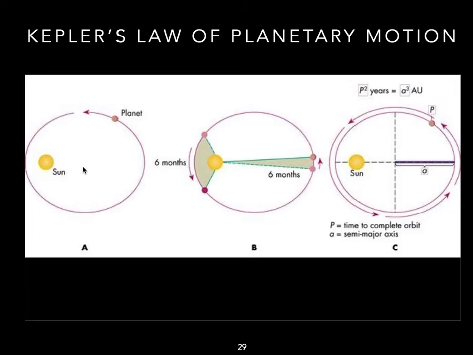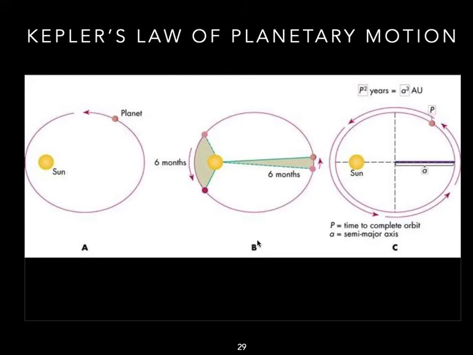The second part then of Kepler's first law is that the sun is always at one of those focal points, or always at one focus of the ellipse. So, point one, planets always follow elliptical paths. Point two, the sun is always at one focus.